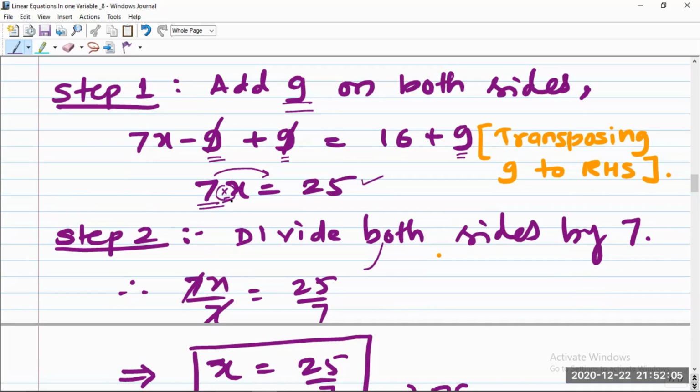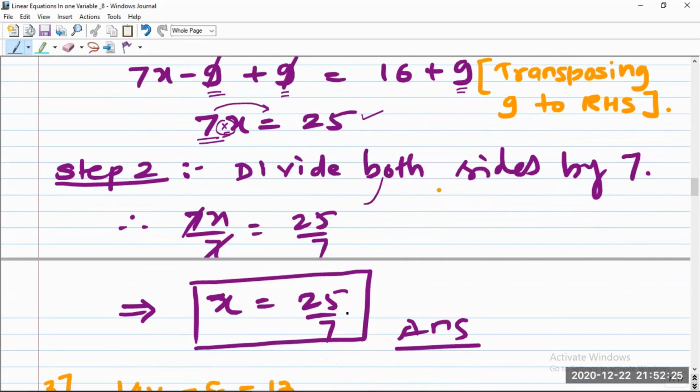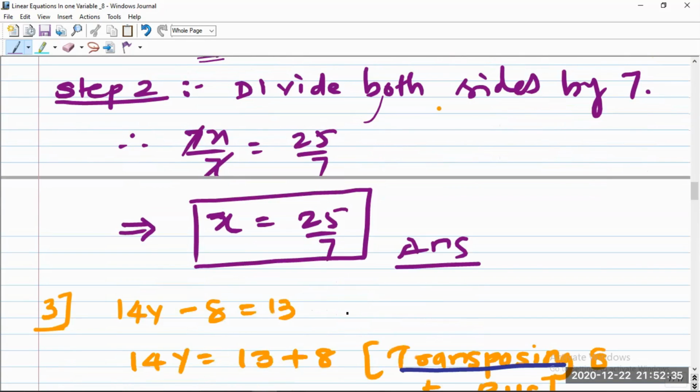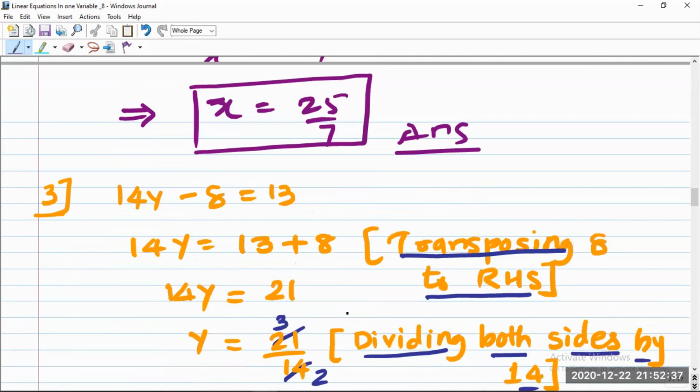That is, 7 will be vanished from the left side, will be removed from the left side, and it is taken to the right side with its opposite algebraic operation. Multiplication will become division, meaning that 7 in multiple will go to the denominator of this right side. So it becomes 25 by 7, which is nothing but the required solution for the given inequation. Clear? So this is one more type of example. Now let's see sum number 3, the next type of example.